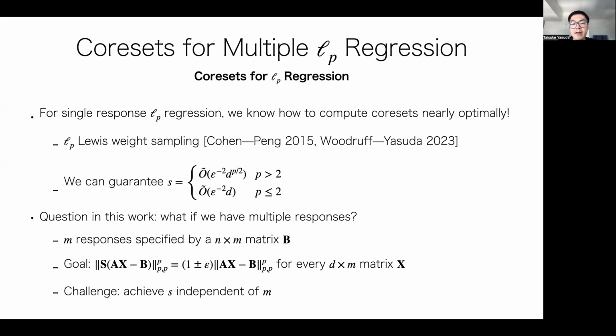Now, it turns out that it's fairly simple to obtain a bound on s which depends linearly on m, which is the number of responses. And the challenge that we consider in this work is to achieve a bound which is independent of m.